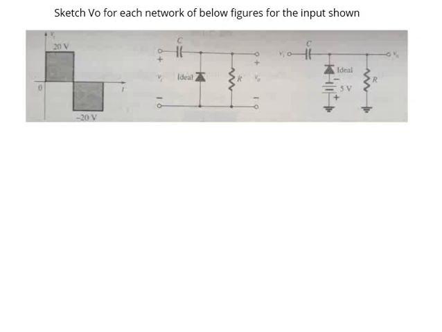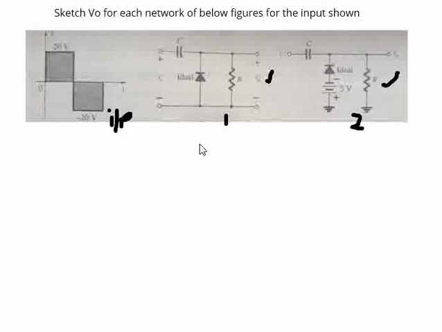Hello, let us see how to solve this particular question. The question is basically: sketch the V naught for each network of the below circuits for the input shown. This is the input here, and there are two circuits provided, circuit 1 and circuit 2, and we have to get the output for each of these circuits for the given input. That is the requirement.